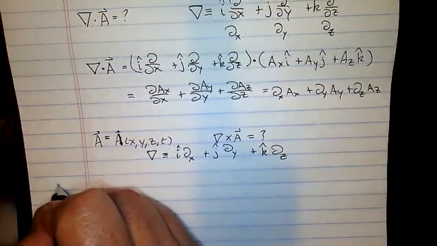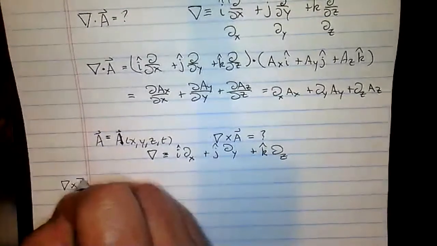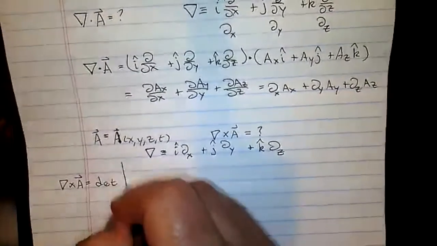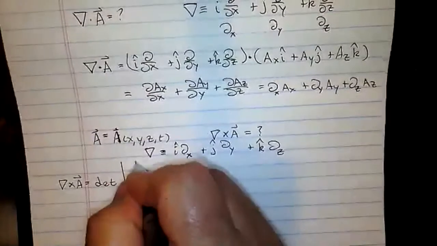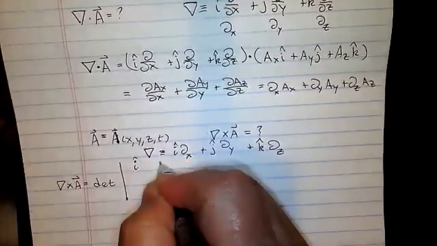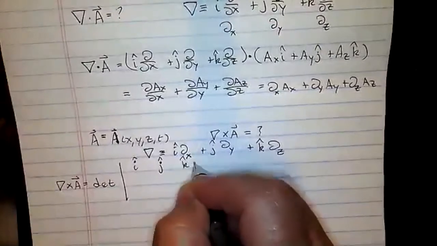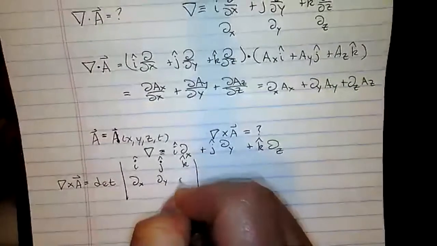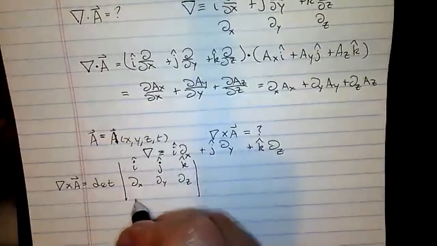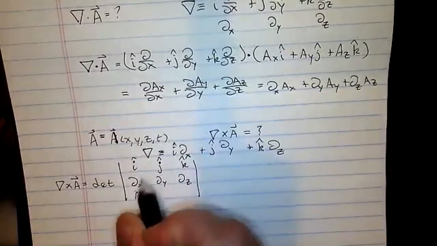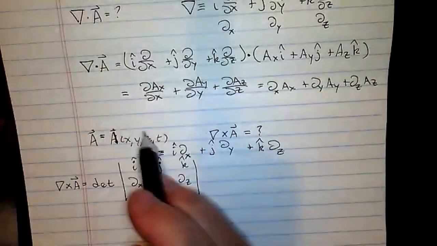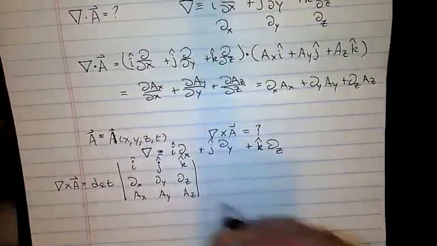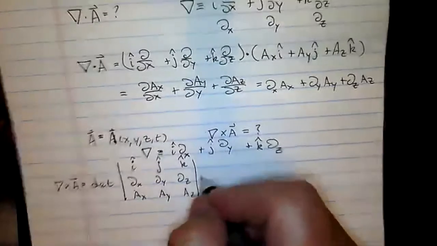So if I want to calculate the actual curl of A, what I'm going to do is take the determinant of the matrix formed by i hat, j hat, and k hat in the first row, partial with respect to x, partial with respect to y, partial with respect to z in the second row, and then A sub x, the x component of that vector field, A sub y, and then A sub z. Again, each of these are functions of x, y, and z.